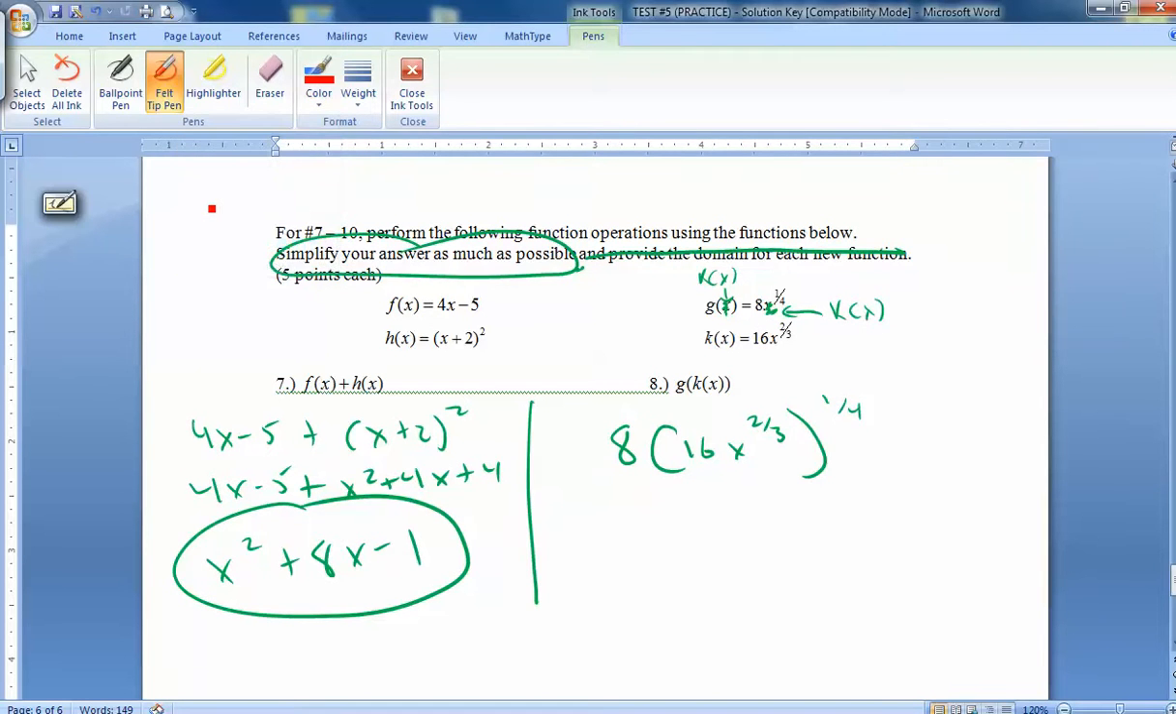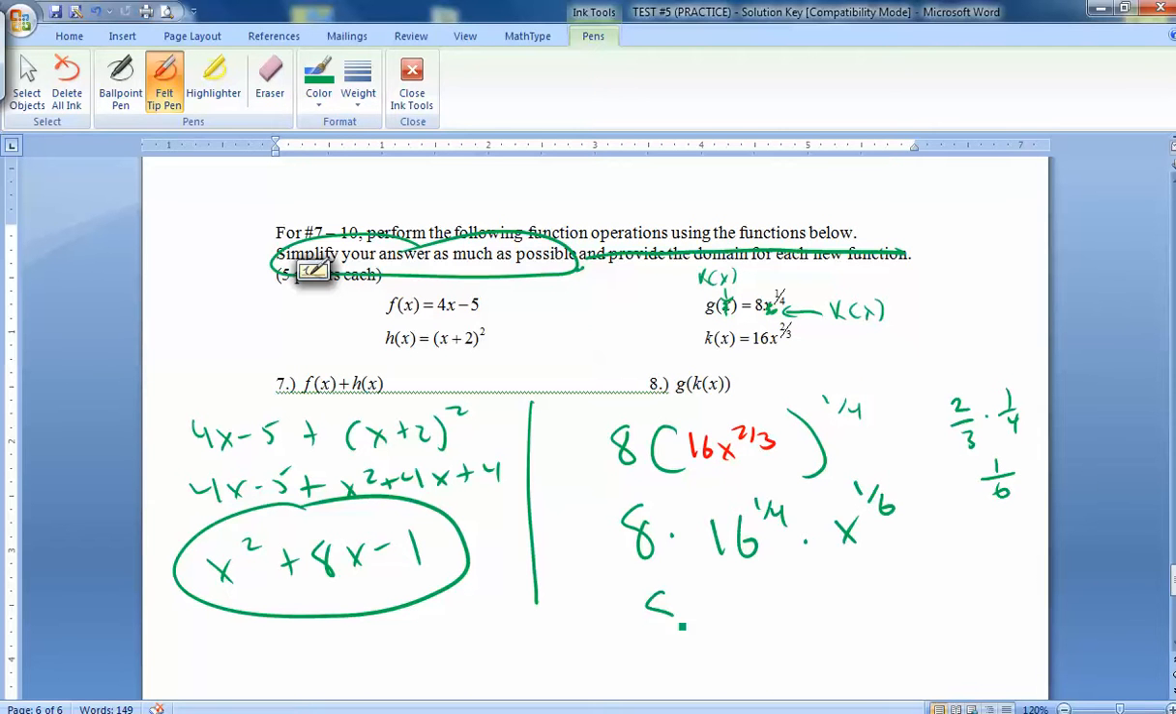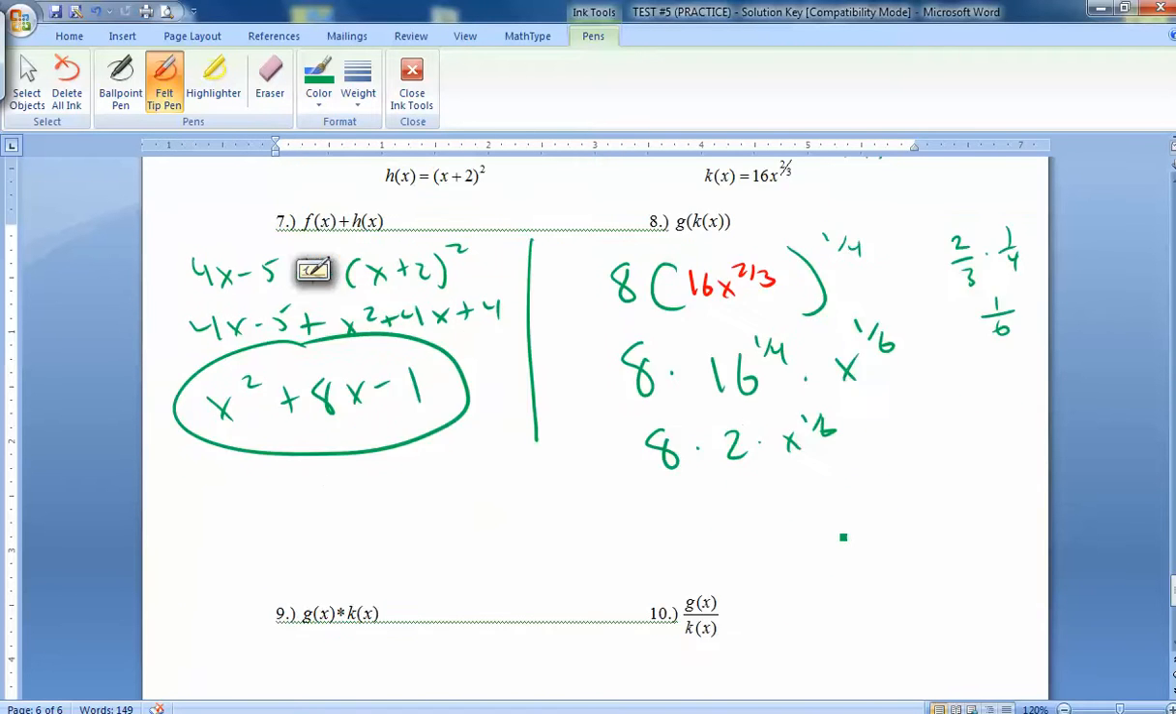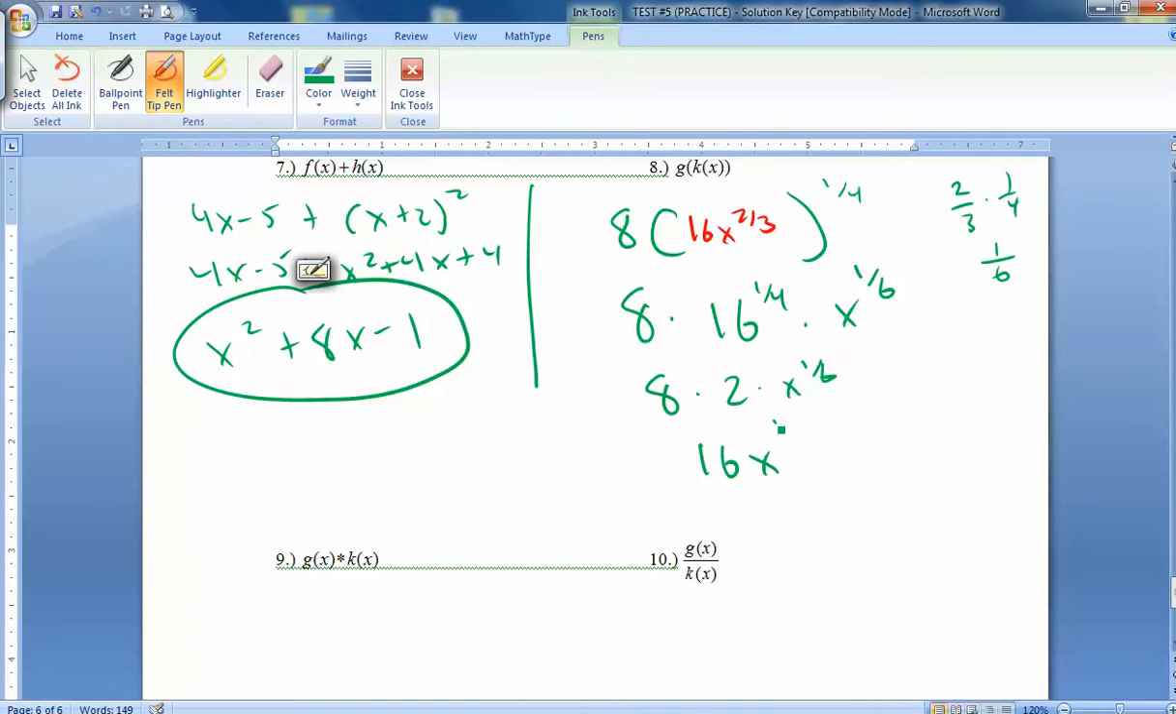And actually, let me write in a different color. Okay, now we keep going. You have 8 times 16 to the 1/4. Now remember, you've got to multiply these exponents. And 2/3 times 1/4 will be 1/6. You get 2 over 12. That reduces to 1/6. So you have 8 times 2 times x to the 1/6. So it's 16x to the 1/6.